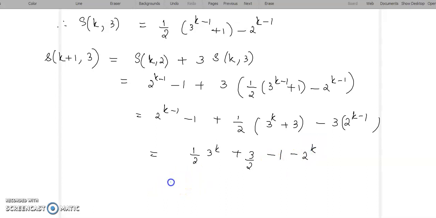So this will be 1 by 2 times 3 raised to k. 3 by 2 minus 1 is 1 by 2. Minus 2 raised to k. So that is 1 by 2 into (3 raised to k plus 1 minus 2 raised to k). So therefore S of k plus 1, 3 is equal to 1 by 2 times (3 raised to k plus 1 minus 2 raised to k). So therefore the result is true for r equal to k plus 1.